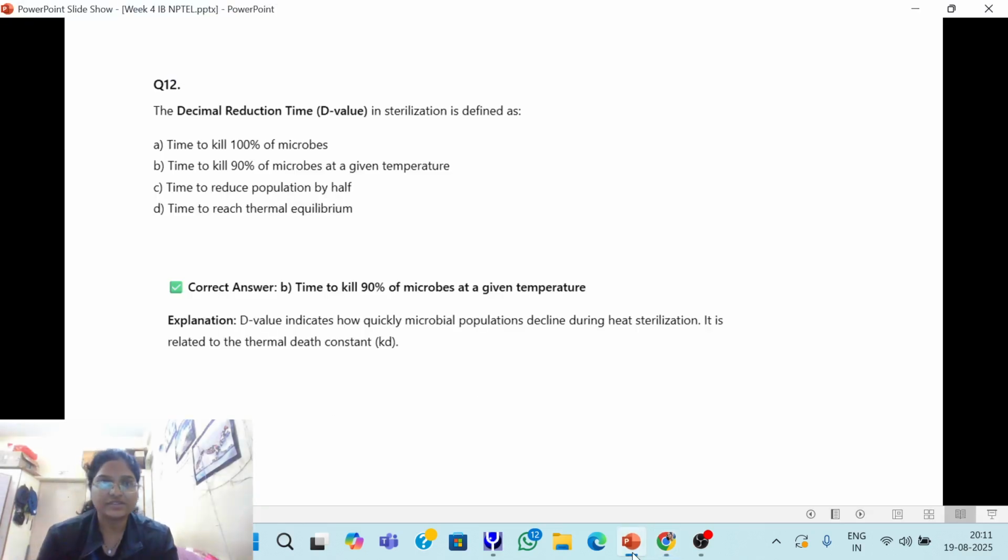Okay, let's see what is the correct answer. It is B. Time to kill 90% of microbes at a given temperature. This is the decimal reduction time in sterilization, where the time taken to kill 90% of the microbes. So the D value indicates how quickly microbial populations decline during heat sterilization. It is related to the thermal death constant KT.